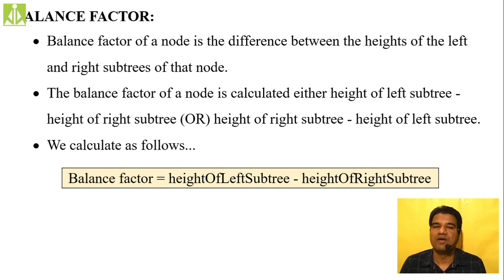Don't do like that. For all the nodes you have to use only one formula. So to avoid that confusion, simply what we are saying is, balance factor we must calculate using this last formula only, whatever I have given over here: height of the left subtree minus height of the right subtree. Use this formula only for calculating the balance factor of all the nodes.